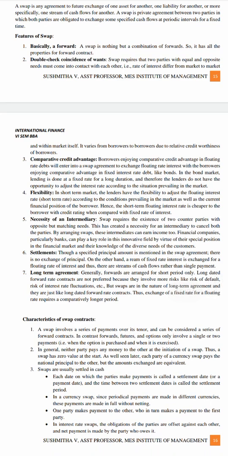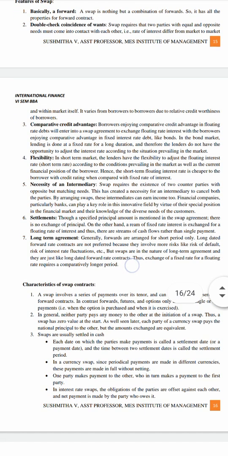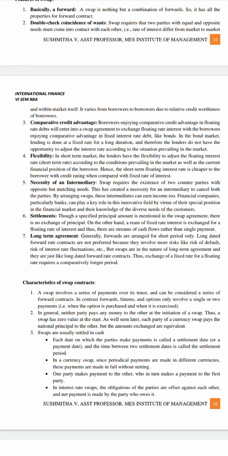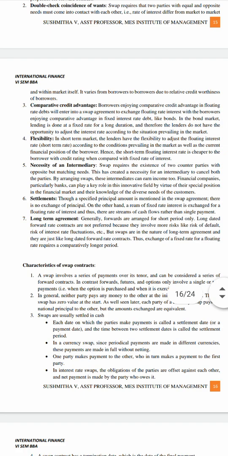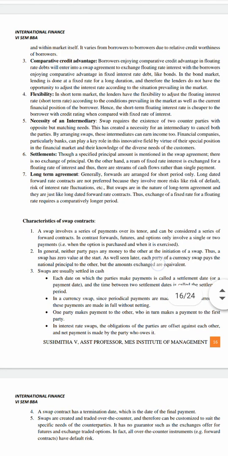Under features of a swap transaction, as I told you, it's basically a forward transaction and it should have a double coincidence of wants. Comparatively it will have a credit advantage, because we search for counterparties who are going to provide us the best possible deal. And of course it has flexibility, because it is between two parties and we can set the terms and conditions as per the needs of the two parties. And there has to be a necessity, or it should be done through an intermediary.